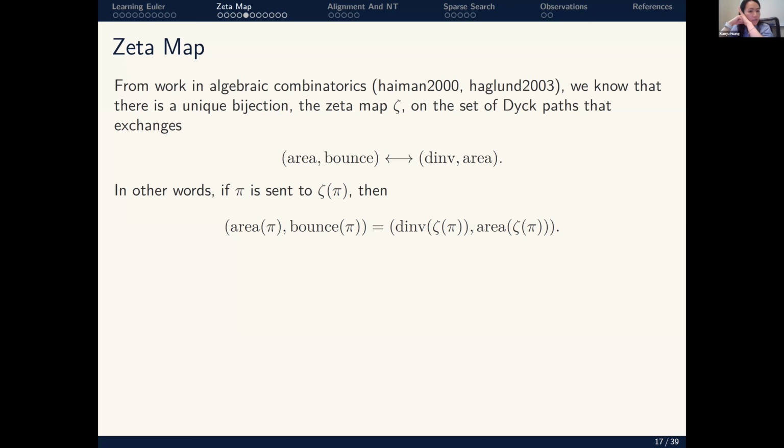So the symmetry is as follows. It actually comes from the work of algebraic combinatorics, by Haiman and Haglund. We know that there is a very unique bijection, called the zeta map, on the set of Dyck paths that not only is a bijection, which is not surprising, but it exchanges the pair (area, bounce) with the pair (dinv, area). Specifically, if you think about an input pi sent to an output zeta of pi, then the statistics area and bounce of the input equal the dinv and area of the output.